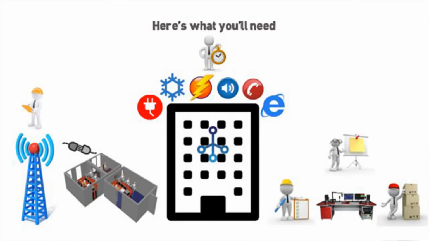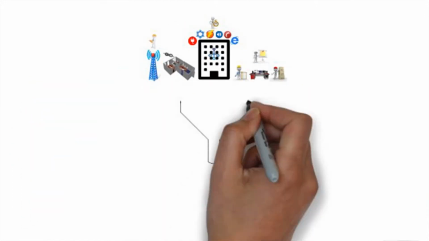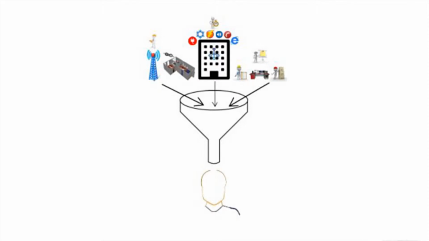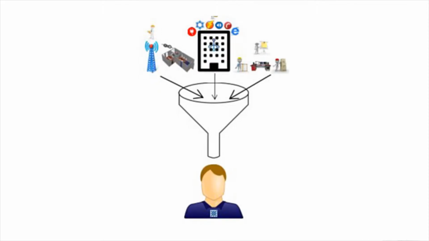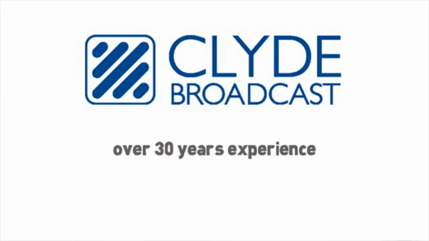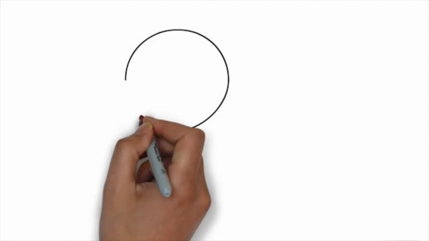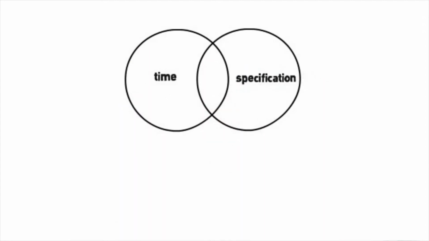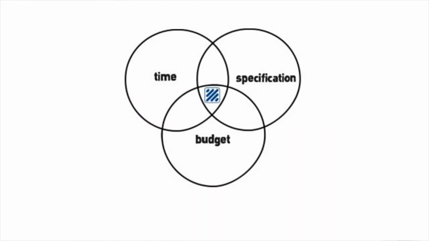Someone to make sure that everything happens when it should. In many cases, the key to a successful project is having the right someone on board. With over 30 years' experience designing and installing radio stations worldwide, why not make Clyde Broadcast that someone to work with you? To ensure your project will be delivered on time, to specification, and in budget.